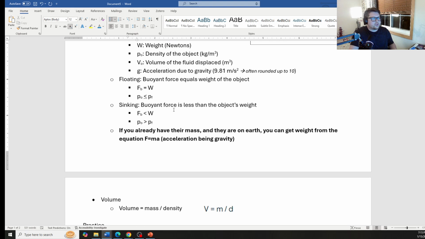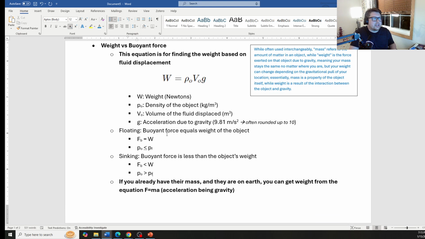But what's really more important is relating mass to weight. Oftentimes, we'll use the words mass and weight interchangeably, but it's not 100% accurate. Your weight can change depending on where you are. For example, if you're here on Earth, gravity is about 10 meters per second squared. But if you're on the moon and you step on a scale, there's much less gravity, therefore your weight's going to be different. So weight can fluctuate depending on where you are.